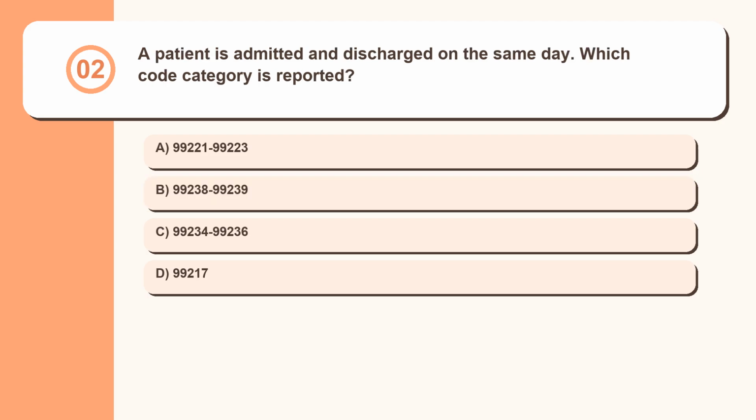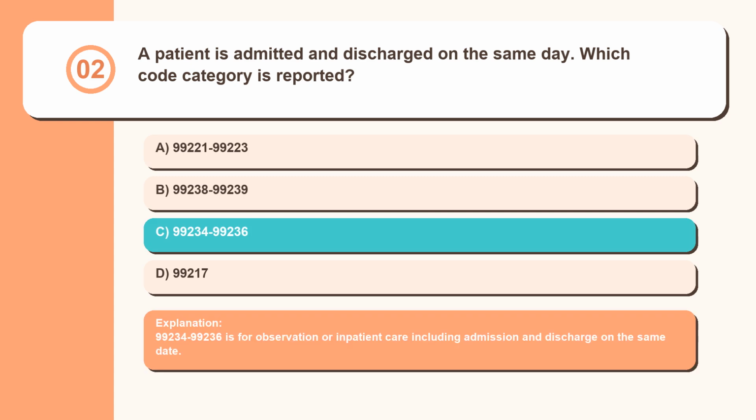Question 2. A patient is admitted and discharged on the same day. Which code category is reported? 99221 to 99223, 99238 to 99239, 99234 to 99236, 99217. 99234 to 99236 is for observation or inpatient care including admission and discharge on the same date.